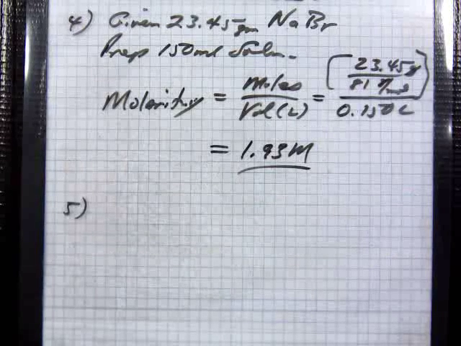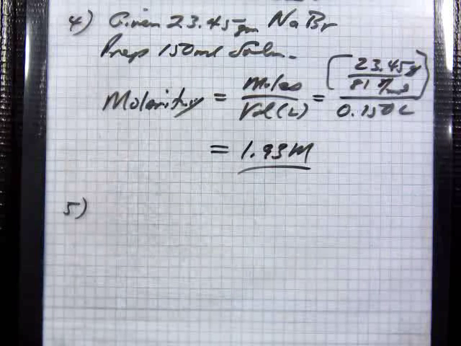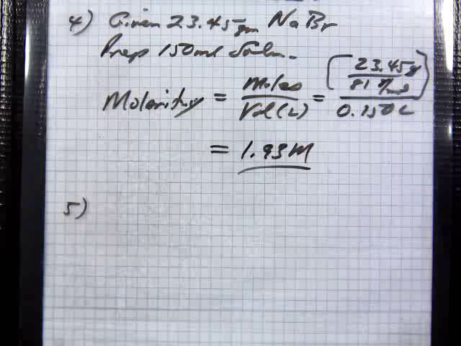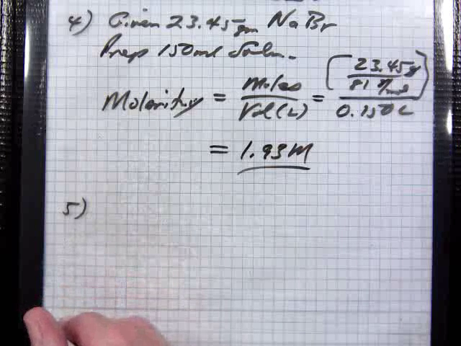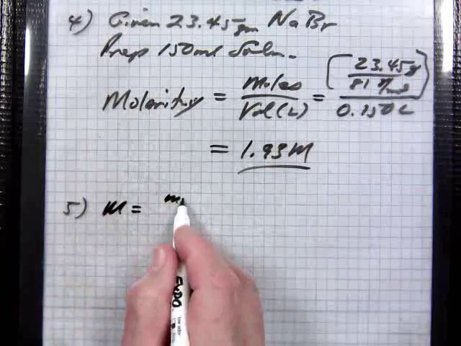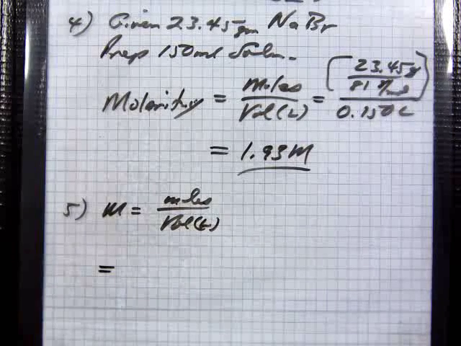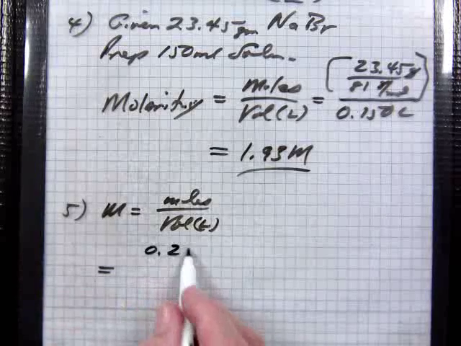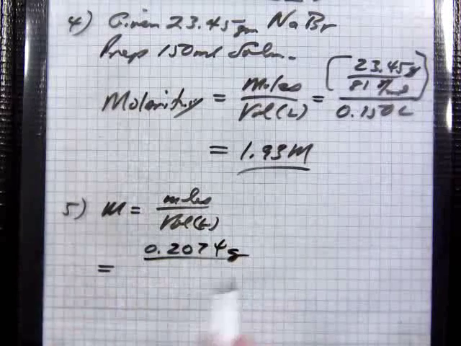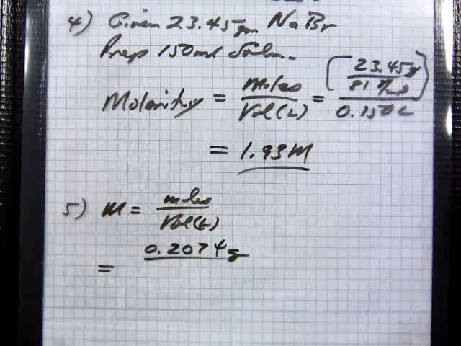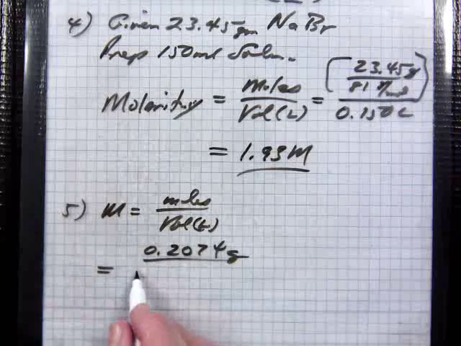Okay, number 5 says, what is the molarity of an aqueous solution if 0.2074 grams of potassium hydrogen phthalate, that's a standard, is dissolved in enough water to give 100 milliliters of aqueous solution? And I give you the formula mass, big molecule kind of thing. Okay, so molarity is equal to moles over volume in liters. So we do the same thing here that we did in the previous problem. We have 0.2074 grams of KHP, and it's 204.22 grams per mole.